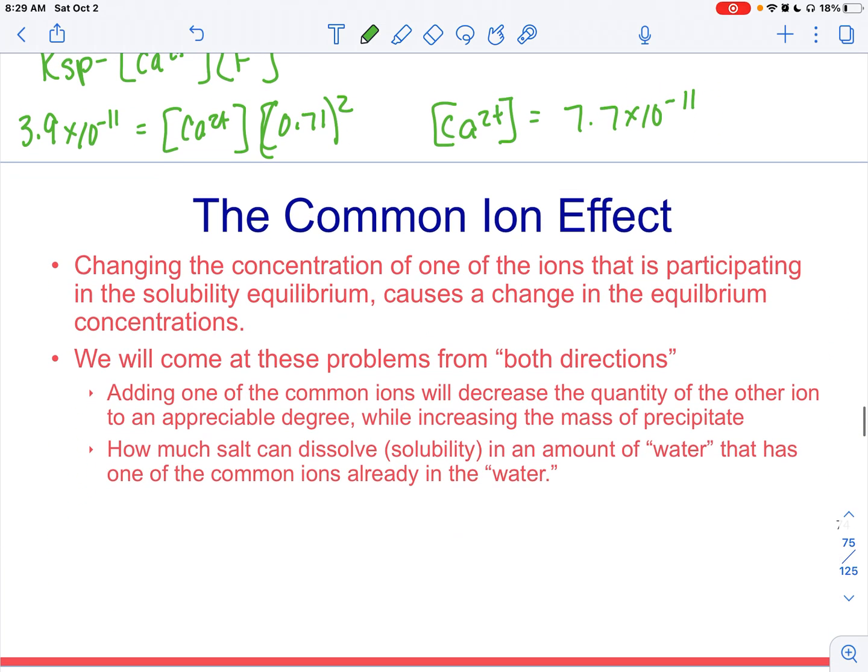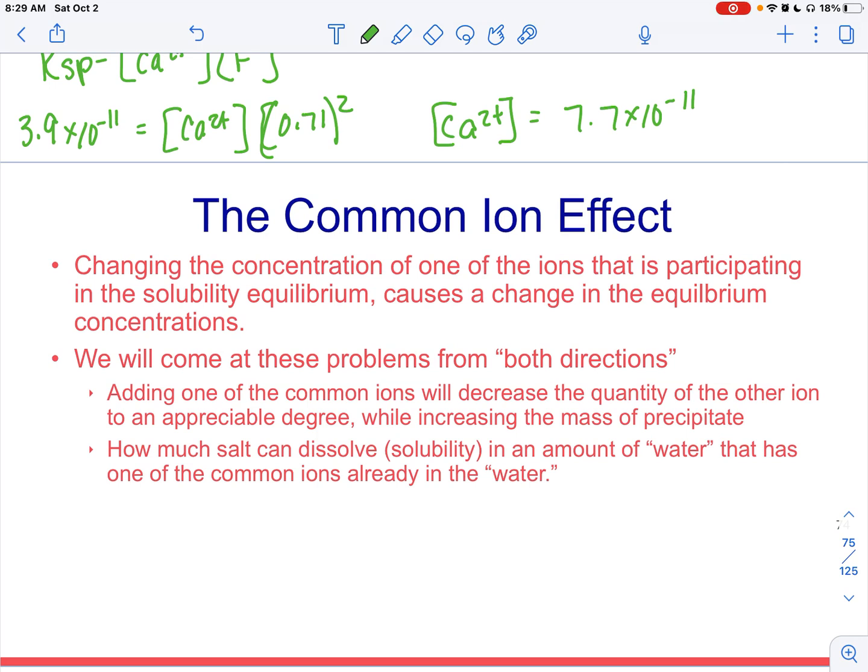So let's take a look at what the common ion effect would be. In the common ion effect, changing the concentration of one of the ions causes a change in the equilibrium position, the equilibrium concentrations, okay? We will come at these problems from both directions. Adding one of the common ions will decrease the quantity of the other ion while increasing the mass of precipitate.